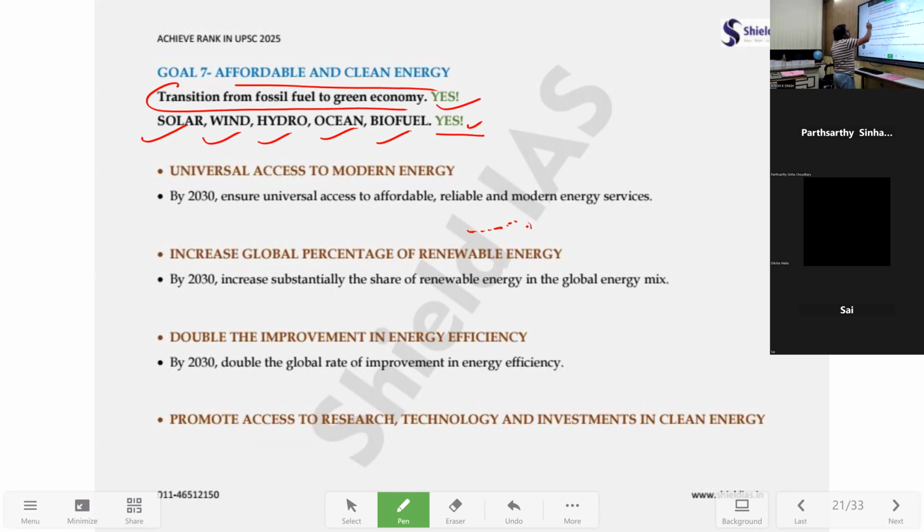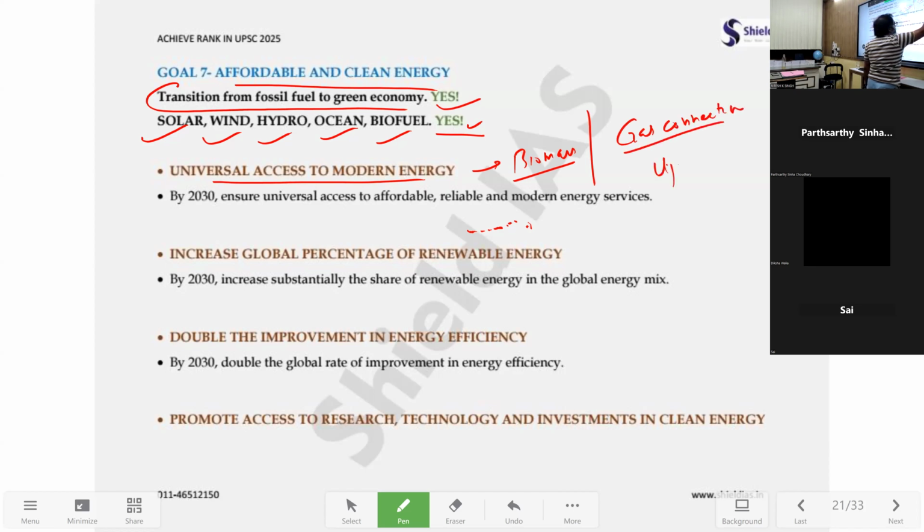So the requirement is universal access to modern energy, first of all. The biomass that is being burnt by females in rural households should at least be replaced by initial gas connections. That's why Ujjwala Yojana comes into the picture. But what we are also finding is expensive rates of cylinders. That again makes it unaffordable and forces people to go back to biomass or biofuel wood. So we have to ensure a cheaper supply, gas connection, Ujjwala Yojana.